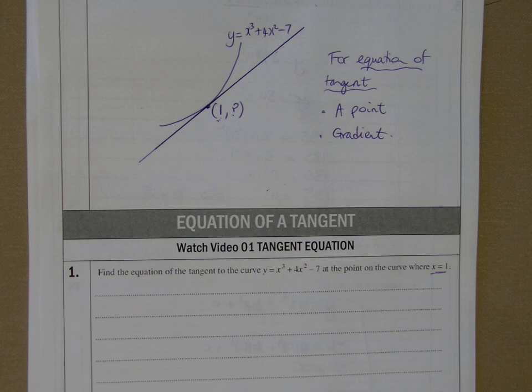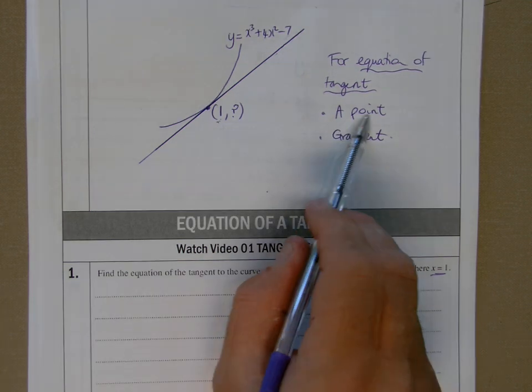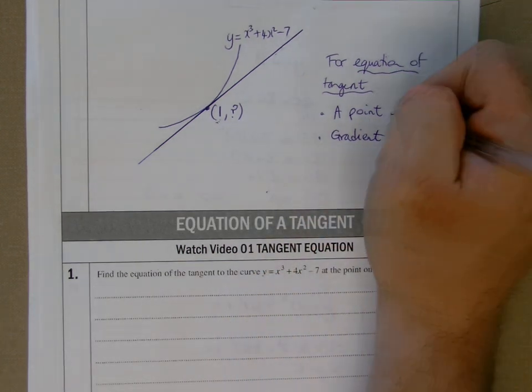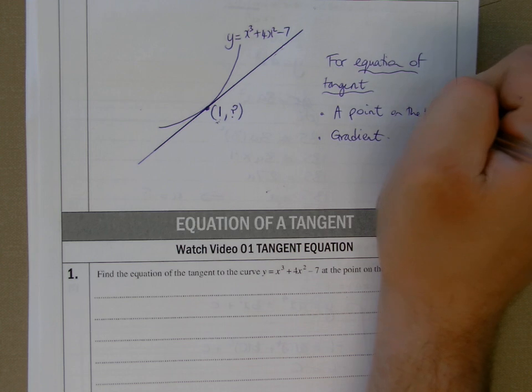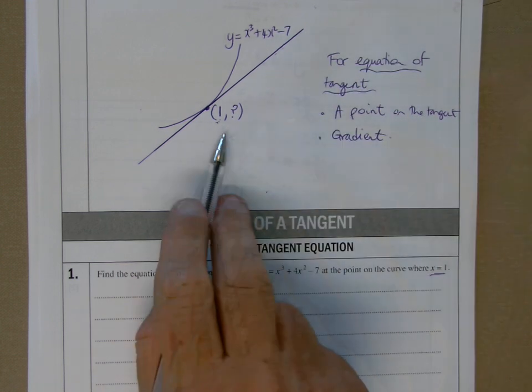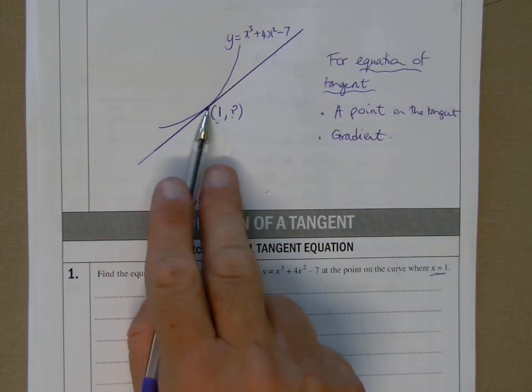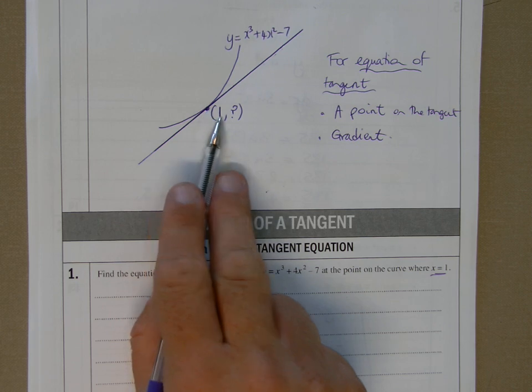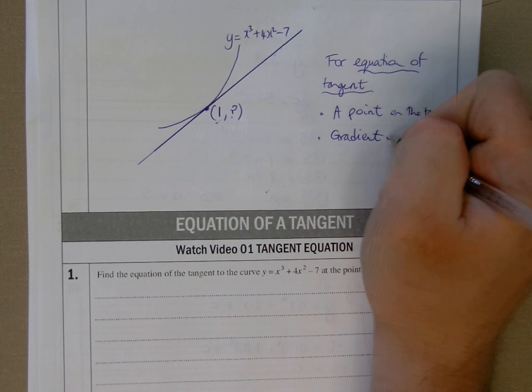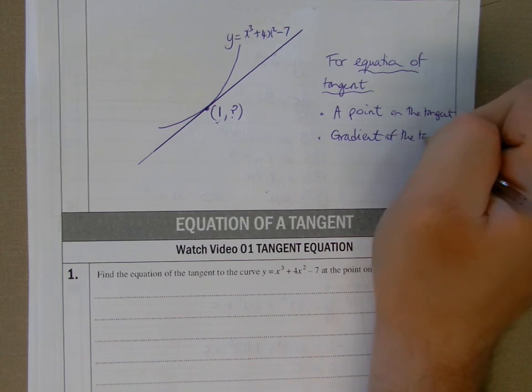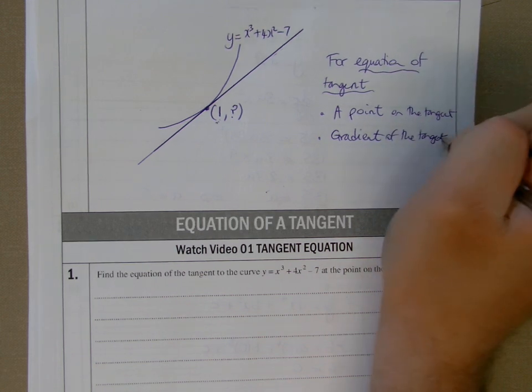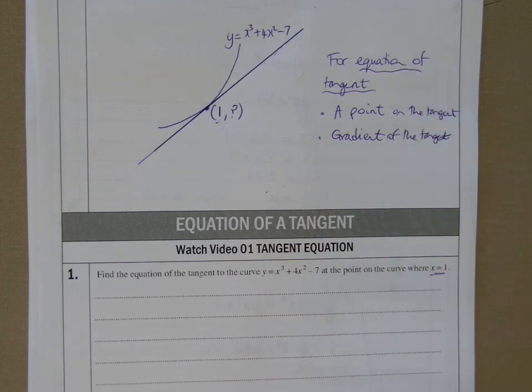To get that, we need to know two things. We need to have a point on the tangent, which, of course, would be this point here, where it touches the curve at x equals 1. Because it touches the curve at x equals 1, that's my point. And of course, I need the gradient of the tangent at the point where it touches the curve, which is where we'll work it out.